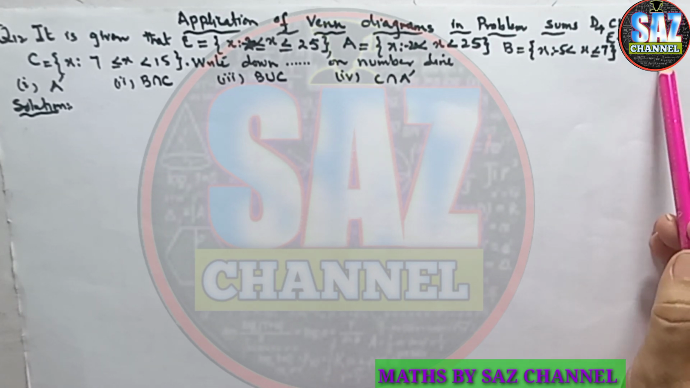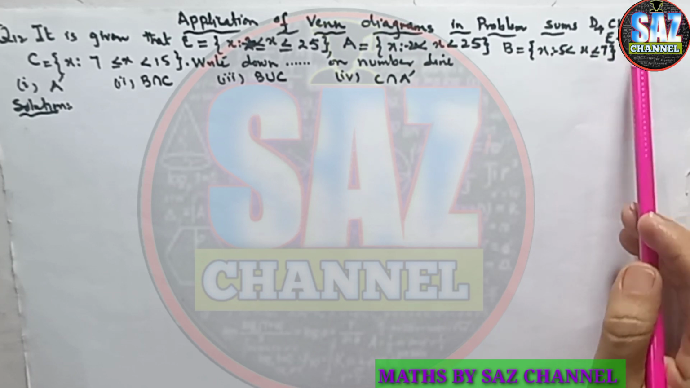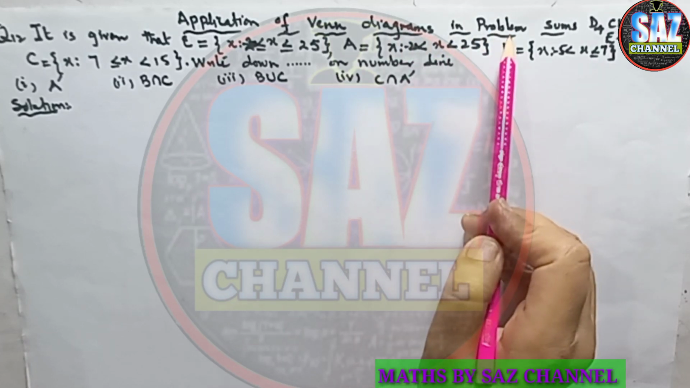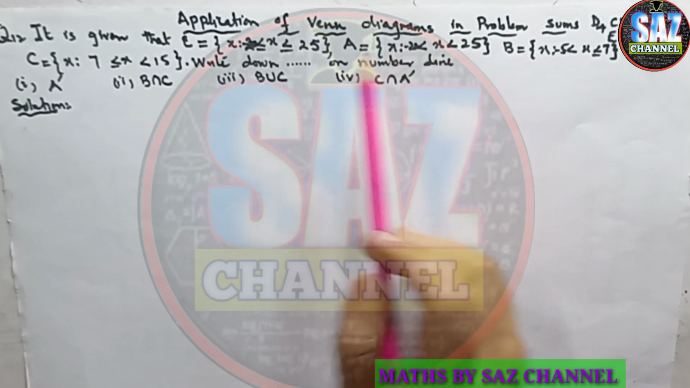This is my 11th lesson of D4 chapter number 2 exercise 2a, that is about application of Venn diagram in problem sums. In this lesson I will solve intermediate level question number 12.